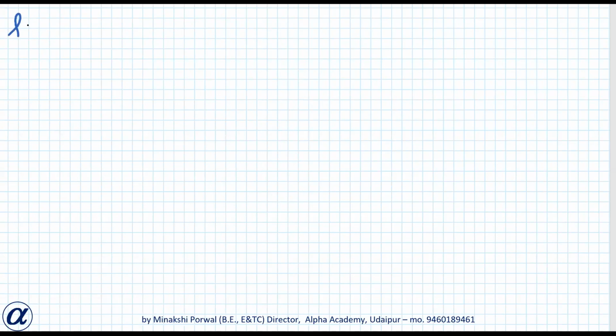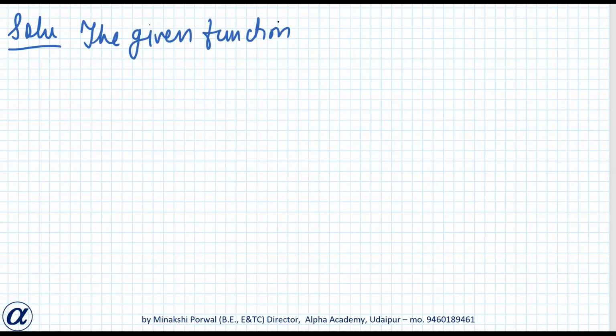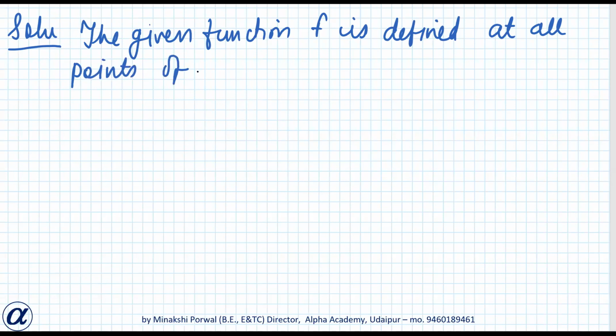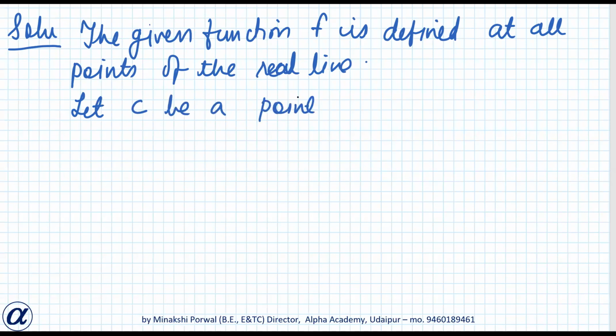Solution: the given function f is defined at all points on the real line. Let C be a point on the real line.